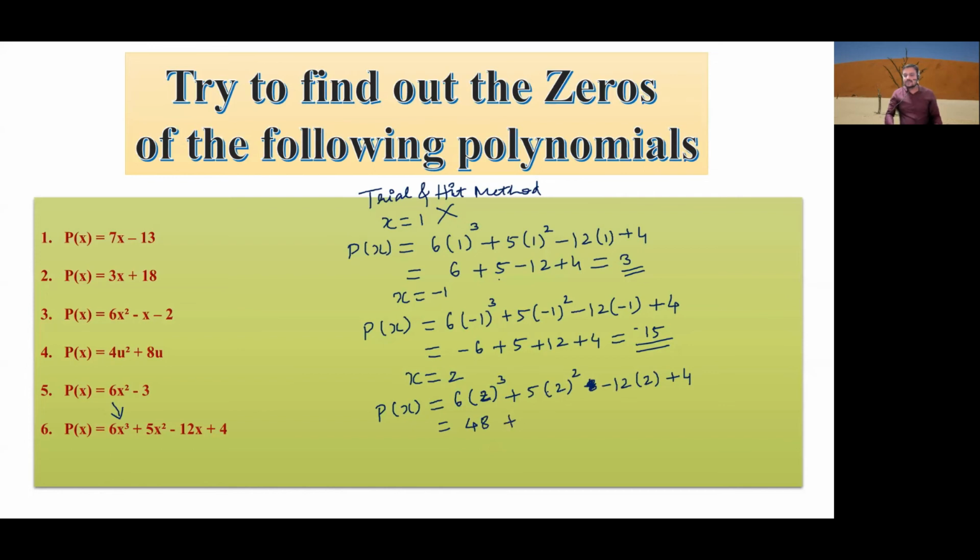Plus 4 into 5 is 20. This is minus 24 plus 4. Again, we are not getting a 0 here. Okay, value 0 आना चाहिए. Calculation करने के बाद value 0 आना चाहिए. Okay, we are not getting it.